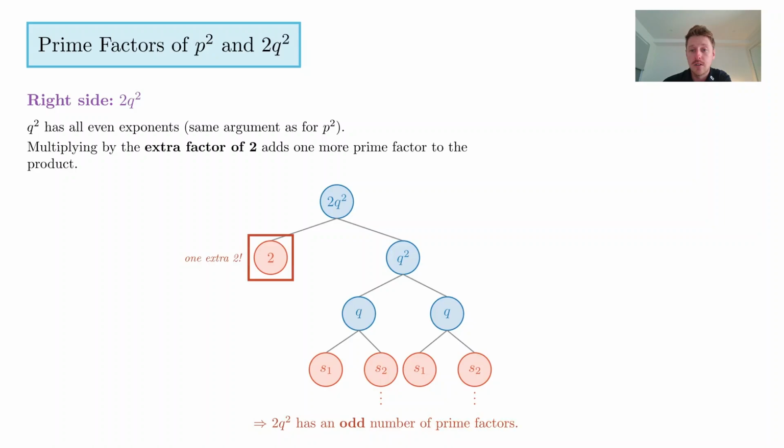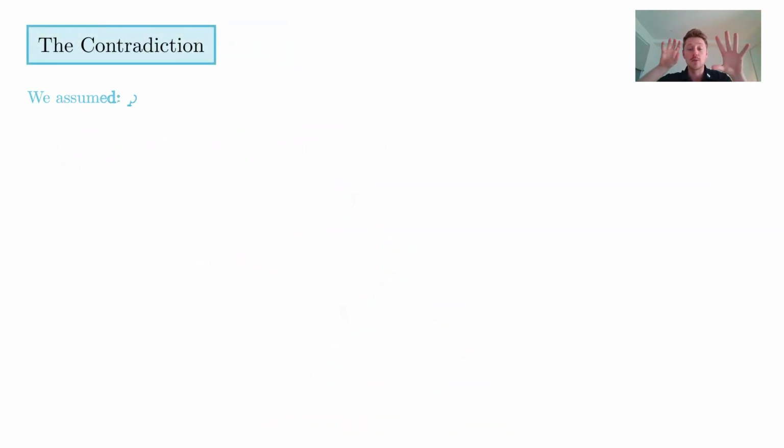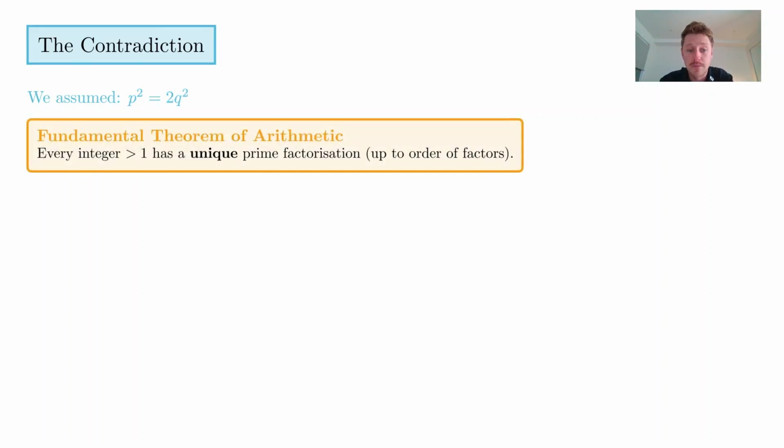Here's what our factor tree would look like for the right side, 2q squared. q squared has all even exponents. But we've got this extra factor of 2. So just on the q squared part, we know that's going to have an even number of factors, same as before. But then we've got this extra 2, because obviously 2 is clearly a factor of 2q squared. So we clearly have an odd number of factors overall. But we know from before that p squared equals 2q squared. So clearly we've got a contradiction.